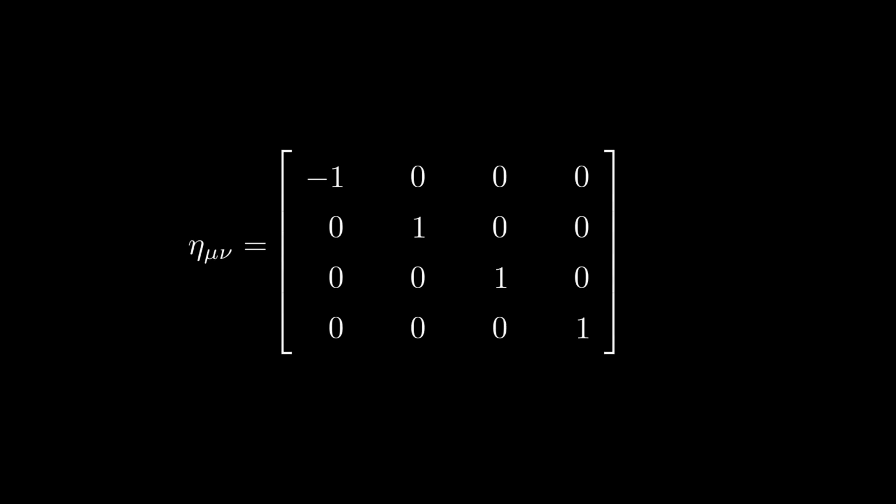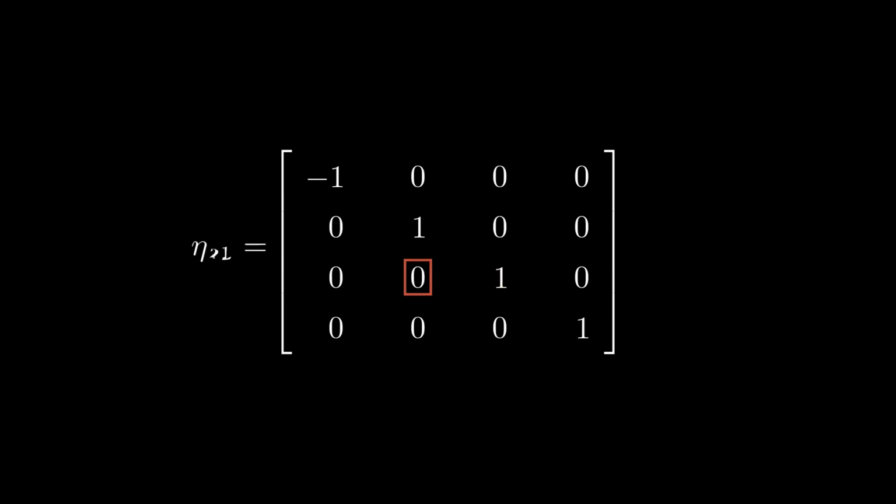Suppose we have a matrix eta with two lower indices mu and nu. Just as the index i labeled the vector elements, mu and nu can label elements within this matrix. Mu will label the rows, and nu will label the columns. As an example, eta_00 will be the first row, first column. Eta_01 will be the first row, second column, and so on.